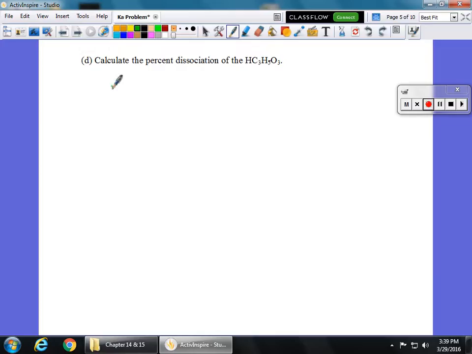The percent dissociation is the percent of your acid that actually separates. So you're going to take your conjugate base, C3H5O3, and we're going to put that over the concentration or the moles, whichever you have, of your original acid. And you multiply that by 100 to get your percent.